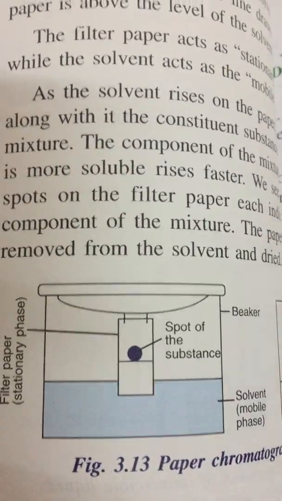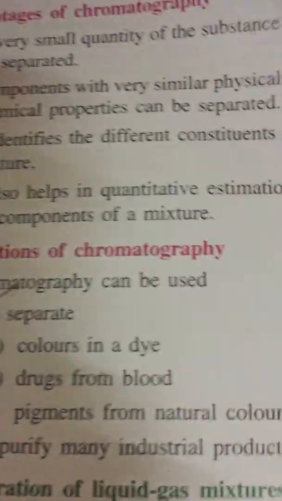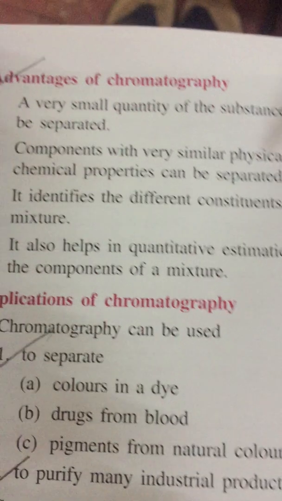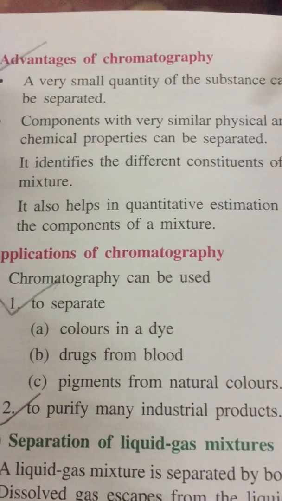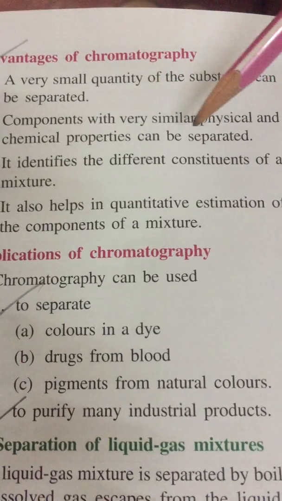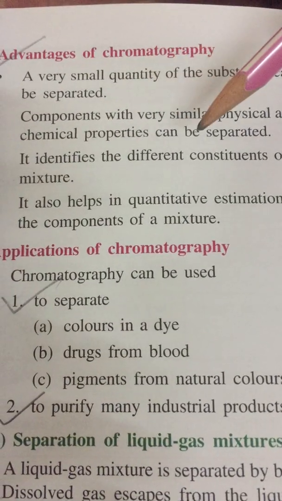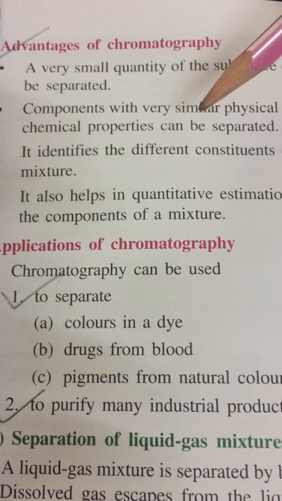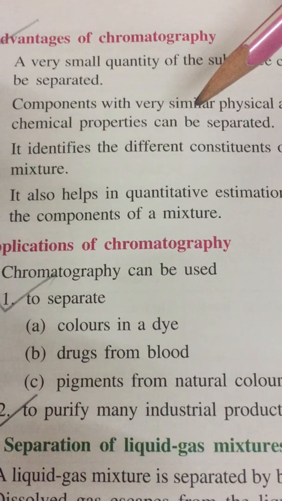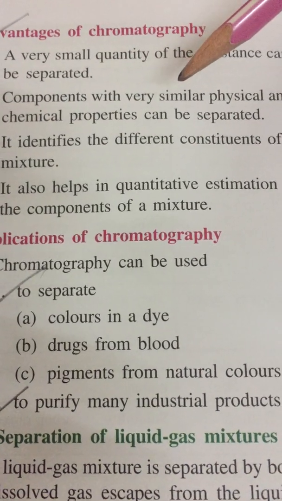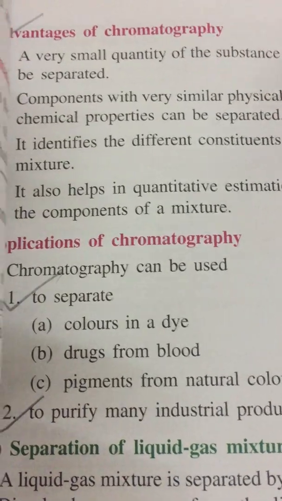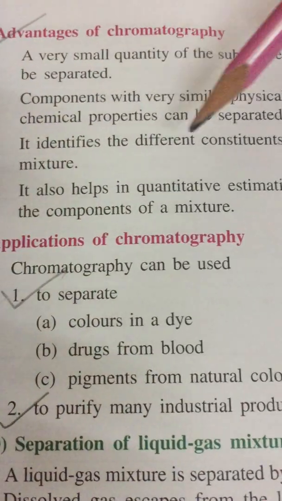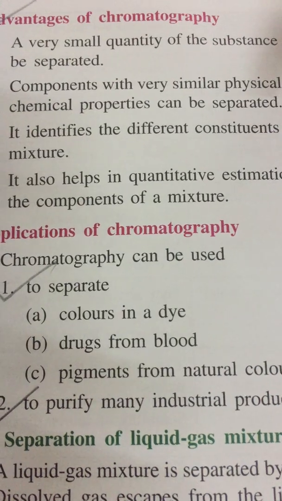What are the advantages and applications of chromatography? A very small quantity of substance can be separated. Like we saw just now, a dot of ink, a drop of ink, its components can be separated. These components may be very similar in their physical and chemical properties. Like we studied for fractional distillation, that the difference in boiling points has to be there. But here, or in a separating funnel, their density has to vary. But here, components may have similar physical or chemical properties, yet they can be separated.